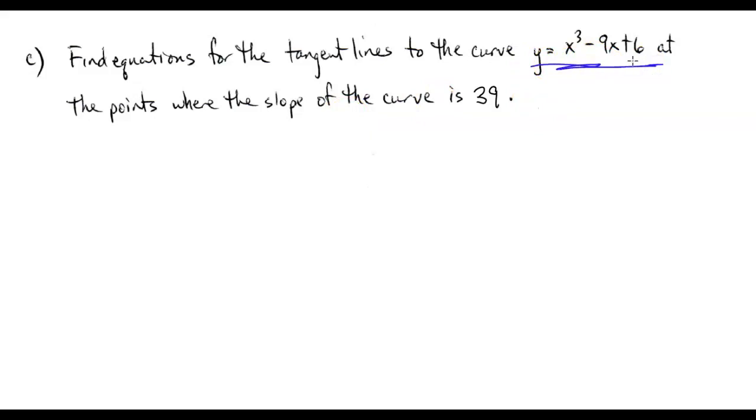We want to find the equations, meaning more than one equation, for the tangent lines to the curve of this particular function at the points where the slope of this curve is equal to 39. Before we actually do this problem, I'm going to describe conceptually what it's asking for, and then after that, we'll do it algebraically.